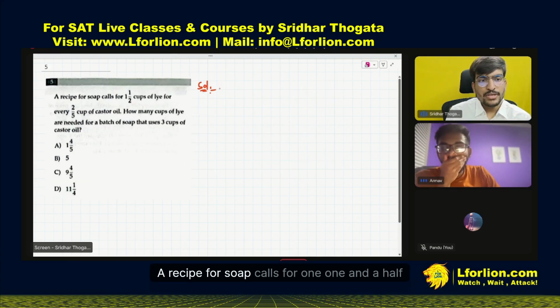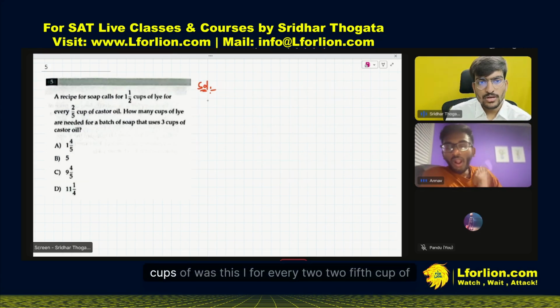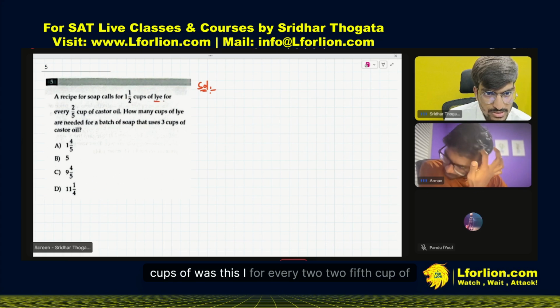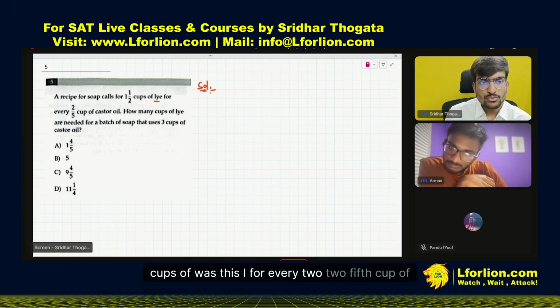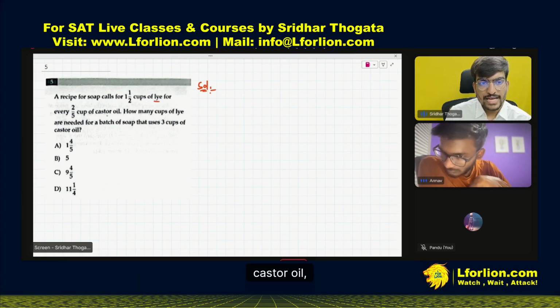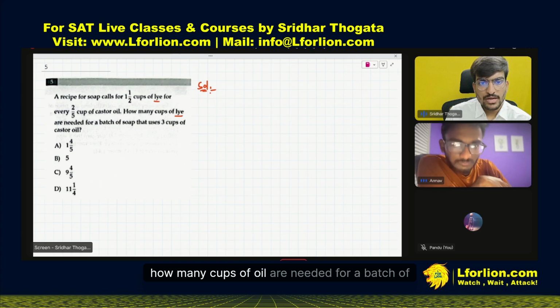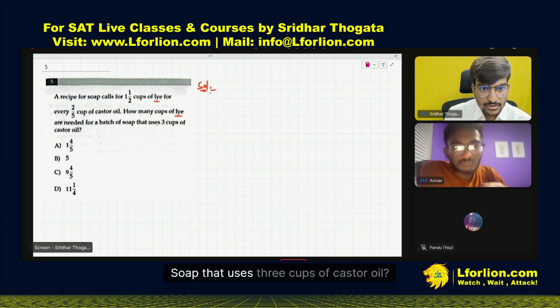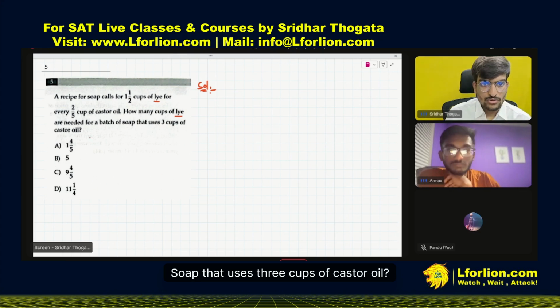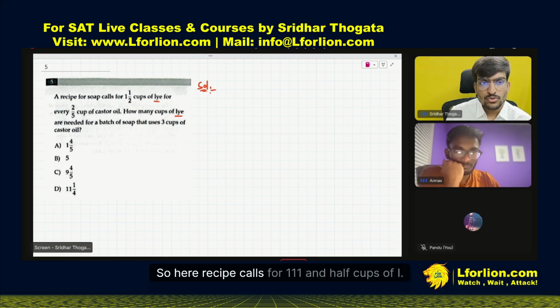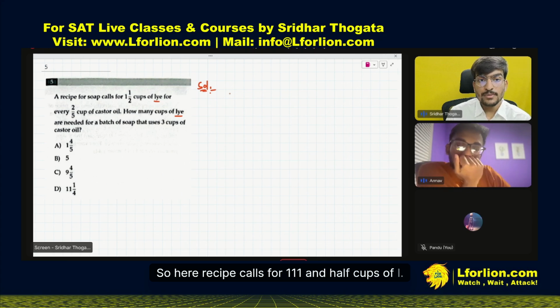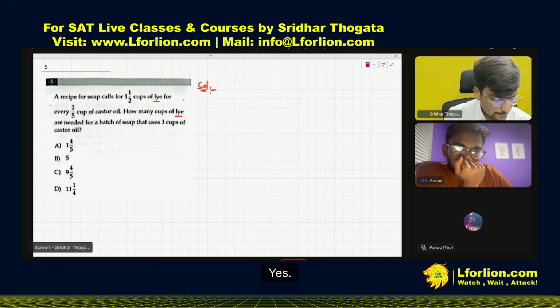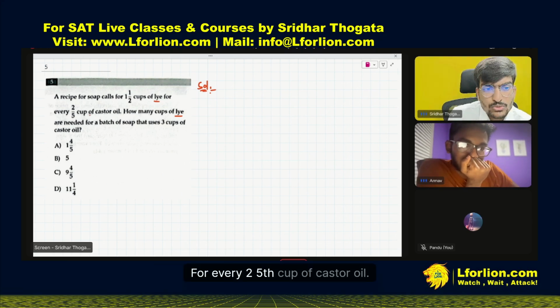A recipe for soap calls for 1.5 cups of oil for every two-fifth cup of castor oil. How many cups of oil are needed for a batch of soap that uses 3 cups of castor oil? So here the recipe for soap calls for one and a half cups of oil, for every two-fifth cup of castor oil. So what does it mean?